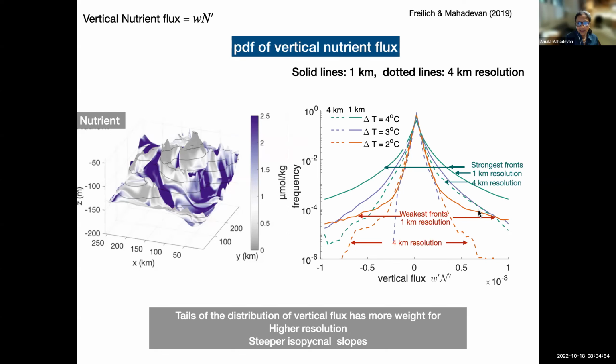Okay, so what this means is that model resolution really matters for resolving the vertical fluxes. The highest vertical fluxes, or the extreme values of the fluxes, occur in the tails of the distribution. And we want to see how fat the tails of these distributions are. And the tails are fatter for stronger fronts and finer model resolution.